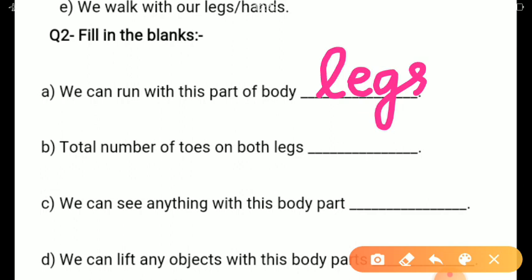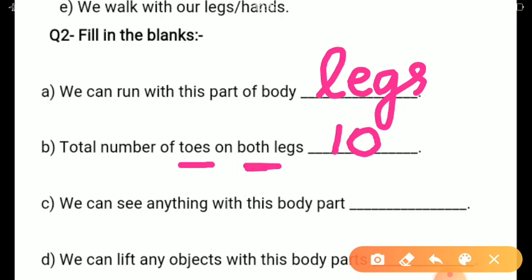Second one, total number of toes on both legs. So children, I already told you, in one leg we have 5 toes. But here it is asking total number of toes on both the legs. Both means 2 legs. So that is 10. 5 in 1 foot, 5 in 1 foot, so 5 plus 5, 10. So total number of toes on both the legs, 10.